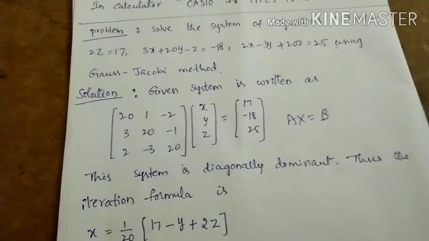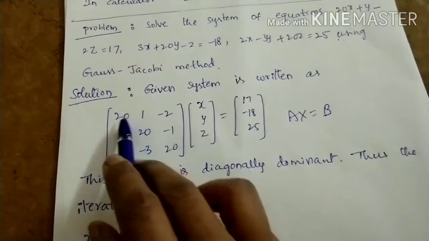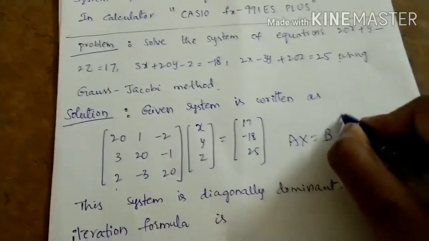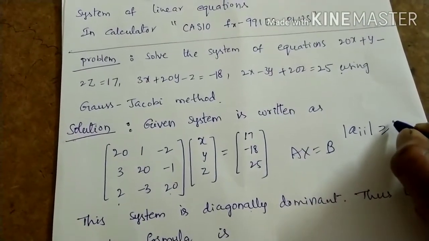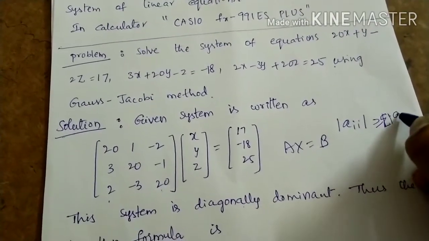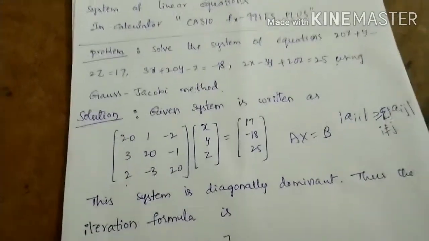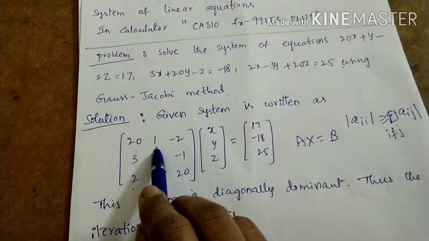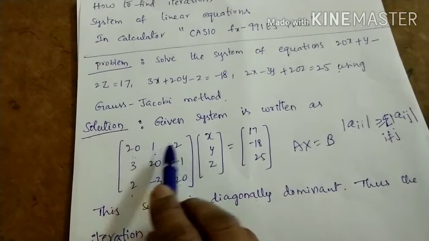Here it is very clear that the system is diagonally dominant, since in the coefficient matrix A the diagonal elements are 20, 20, 20 and they satisfy the condition that modulus of Aii is greater than or equal to the summation of modulus of Aij where i is not equal to j. That means modulus of 20 is greater than or equal to modulus of 1 plus modulus of minus 2, nothing but 20 is greater than 3, which is true.